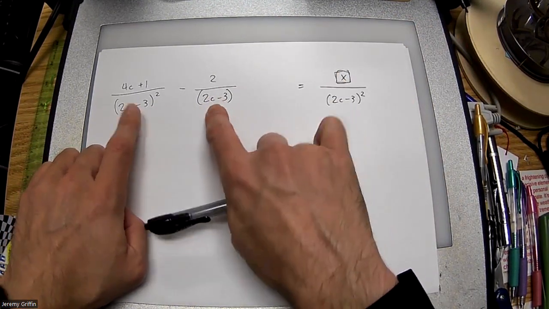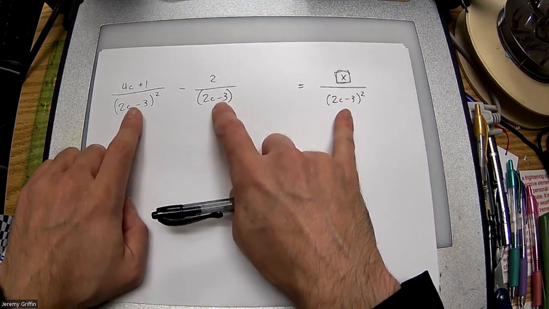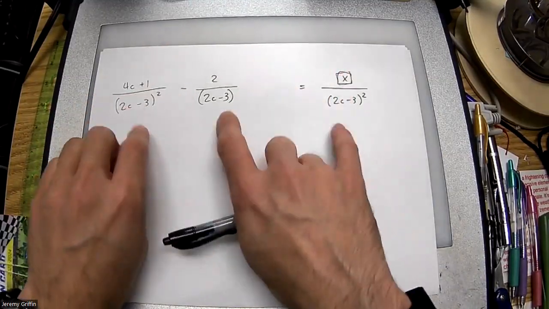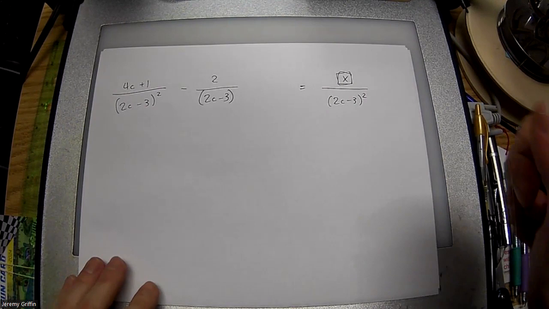Should I multiply top and bottom by 2c minus 3 to get a common denominator? Or should I just take this middle term and square it to get the common denominator? Both of those would give you a common denominator, but only one of them is the correct way to do it. Which way? How many of you say the first way? First way. Yeah, I'm going to do that. All right, you guys got it.